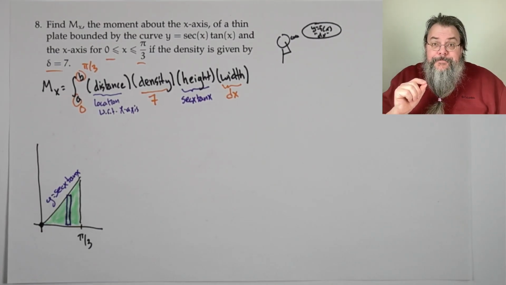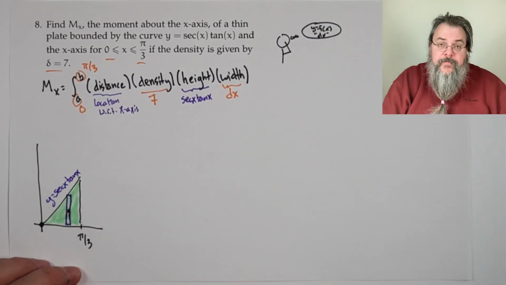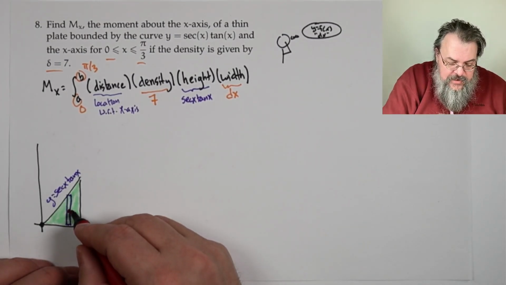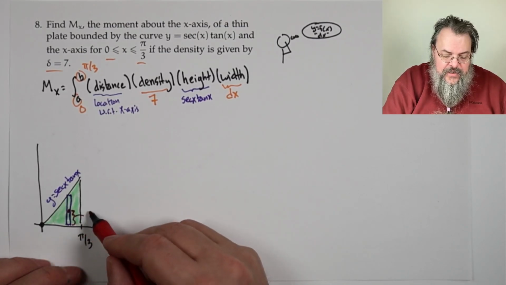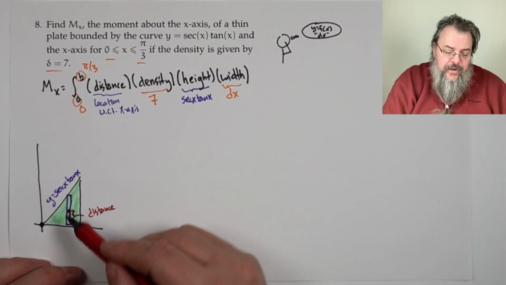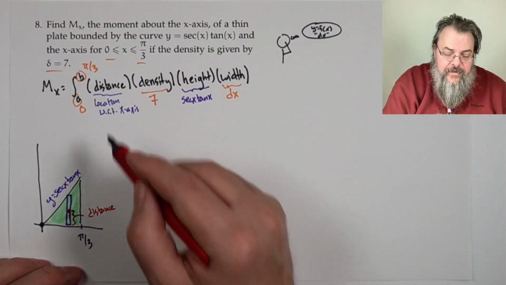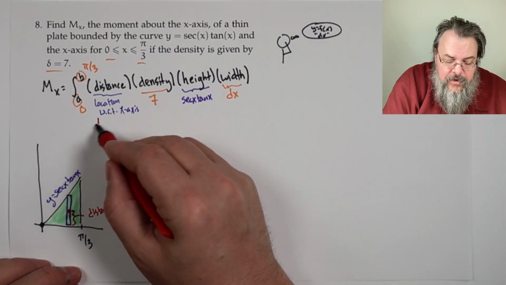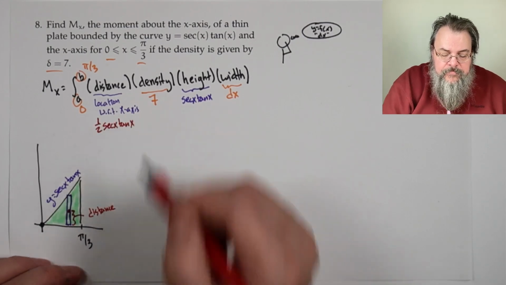You just think about little pieces. What's the center? Well, it's the middle point. There's our center. So our distance is from the halfway point down. So here's our distance. Well, okay, so it's halfway from secant x tangent x to the axis. So that says this term will be 1/2 secant x tangent x.